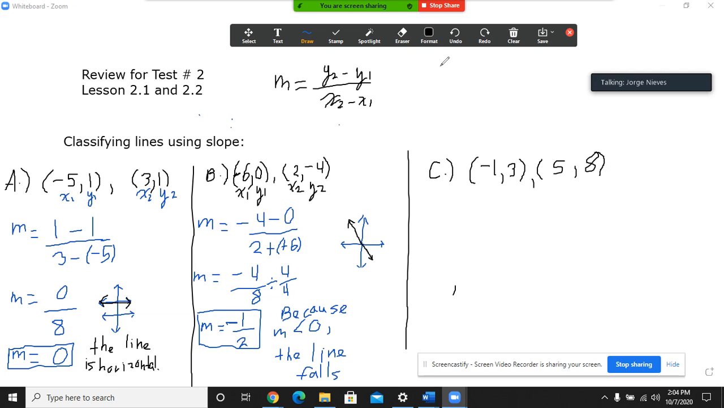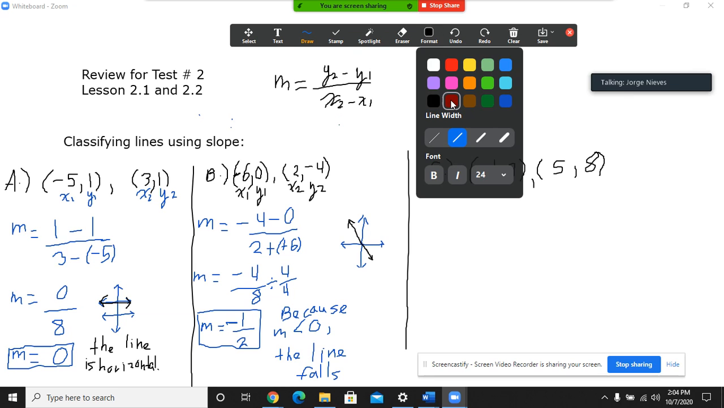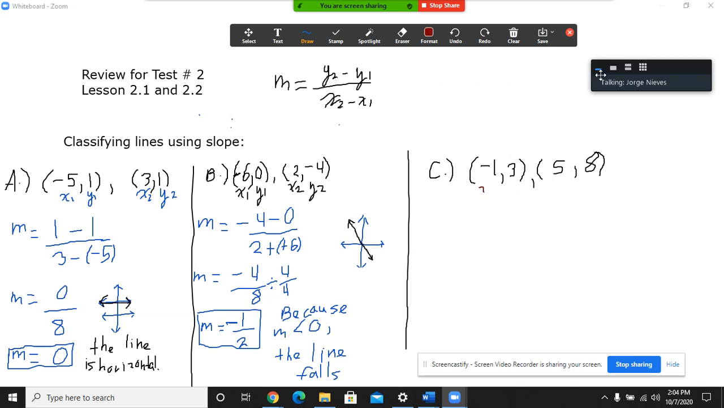Esto es repetitivo, así que no es difícil. So we got x1 and y. Yo siempre hago eso porque, ¿verdad? Estamos seguros de que estamos haciéndolo bien. Okay. X1, y1, x2, and y2. Okay, so let's use the slope formula again.